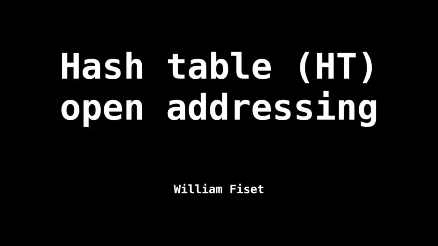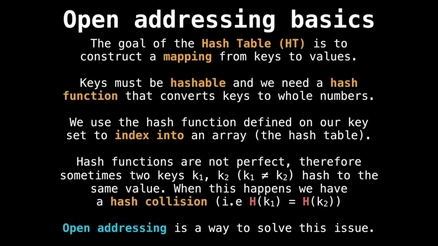I'm pretty excited. We're going to be talking about the open addressing collision resolution technique for hash tables. So let's get going. First, let's just do a quick recap on hash tables so that everyone's on the same page. The goal of the hash table is to construct a mapping from a set of keys to a set of values. And the keys need to be hashable.